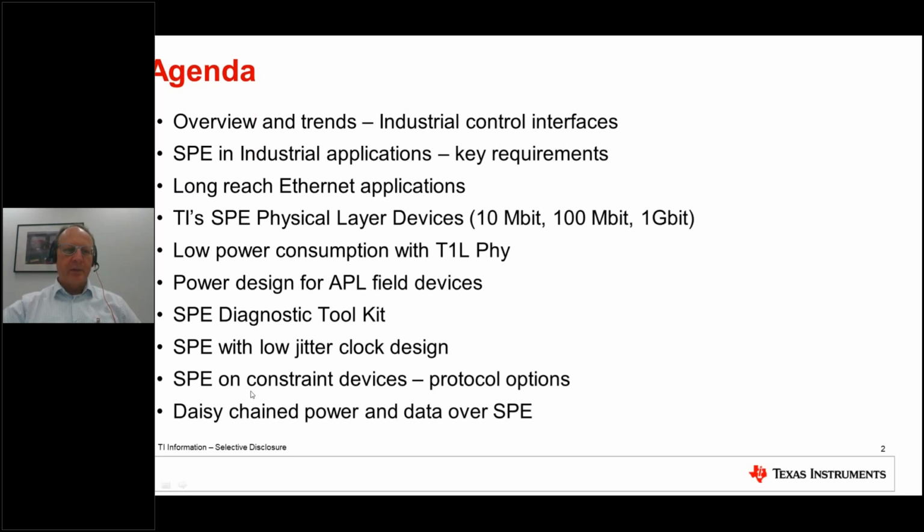Then processing of single pair Ethernet, which means the data path. What do you put on the data? There are many options here, and we have a brief look there. And I finish the presentation with a kind of custom power solution. We heard about power over Ethernet, PoDL, APL power, but if you have a closed system, like in a robotics application, you can also use single pair Ethernet with daisy chain power over single pair Ethernet.